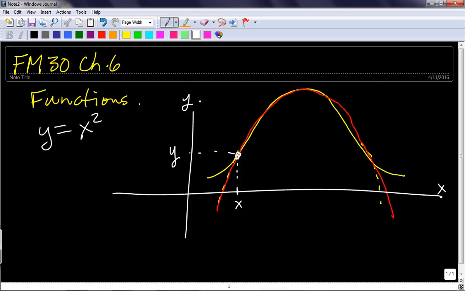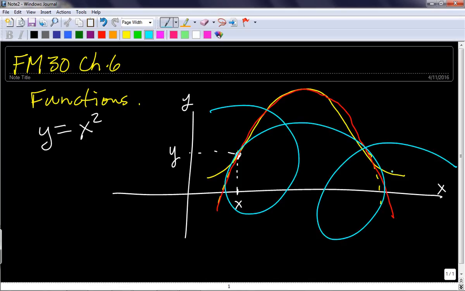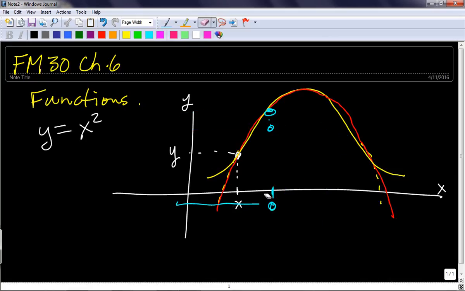You could have other shaped graphs like this. That's okay. That's not a function, because for this x value, let's say there are 1, 2, 3 y values. That's not a function. That's a relation. Okay? So functions, one y value for each x value. And we're going to explore what functions look like and just characteristics of functions.